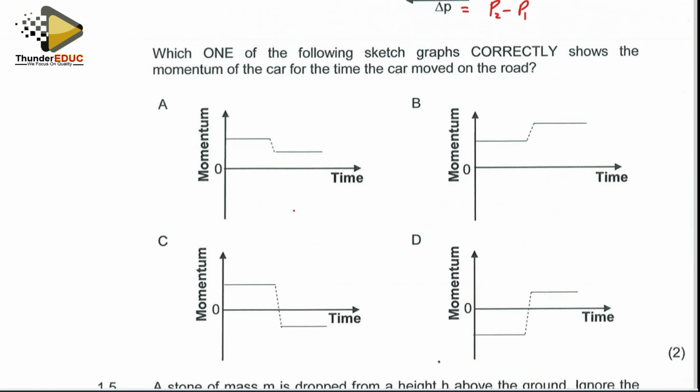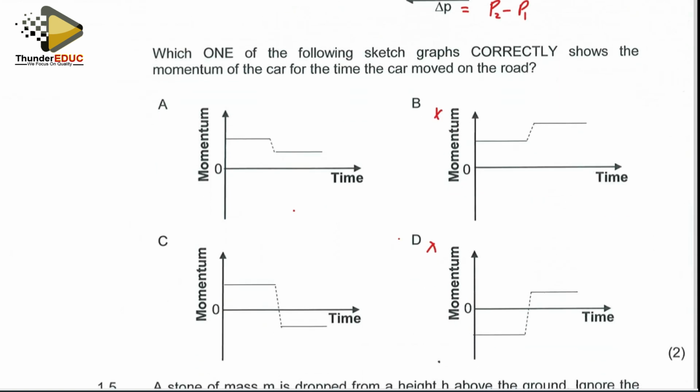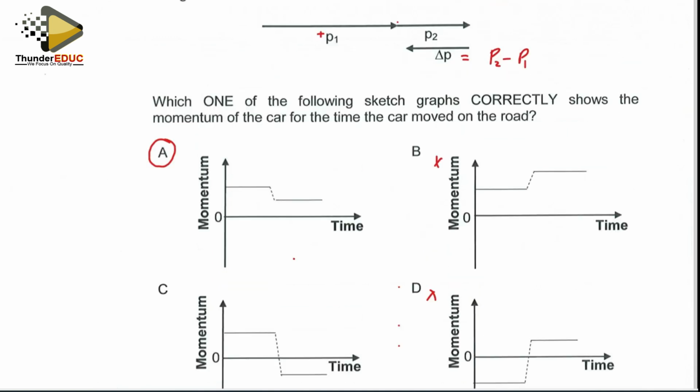Okay, and then it was lower and then increased. So D and B are out. Our problem now will be C and then A. So when I look at A, I think it would make the best option compared to C. Momentum just decreased because it shows the momentum of the car as it moved on the road.